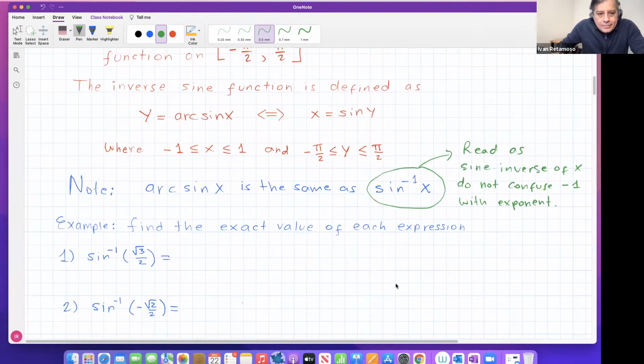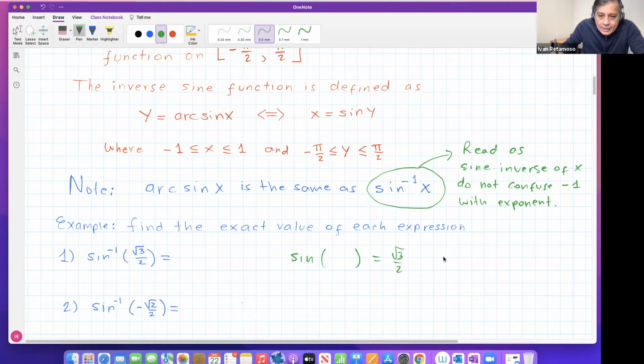Now some examples. Find the exact value of each expression. Sine inverse of square root of 3/2. I have to think of an angle having sine equal to square root of 3/2. Let me write here, sine of some angle will be square root of 3/2. What is that angle? Since I have memorized some basic results, I know that sine of 60 degrees is square root of 3/2.